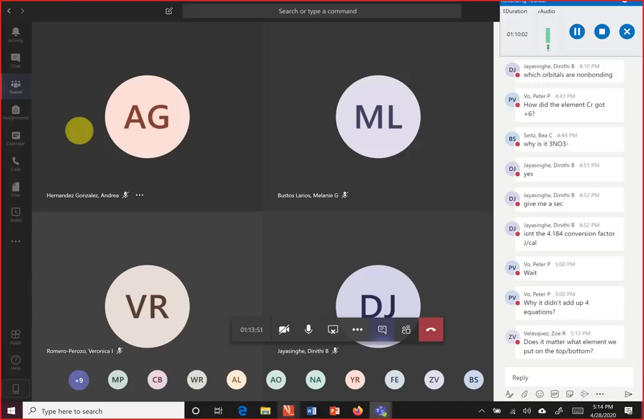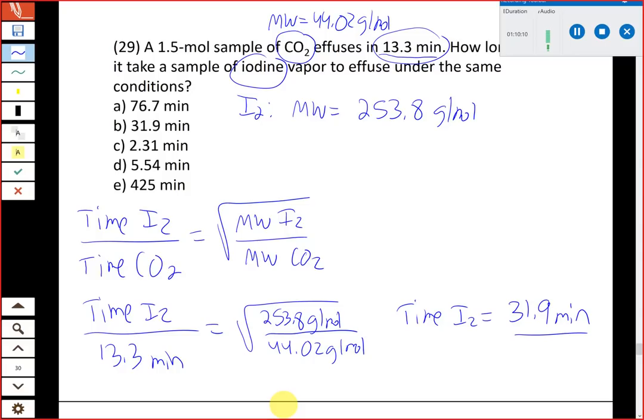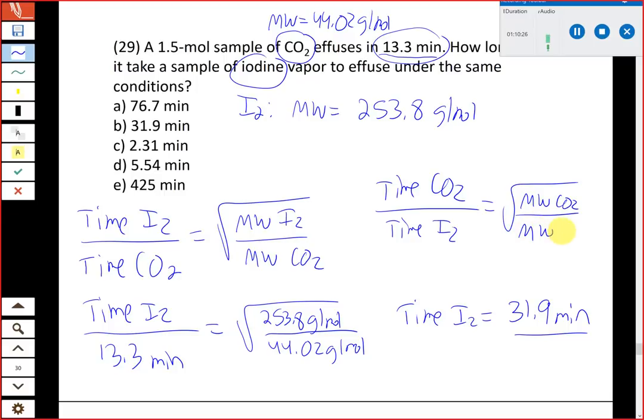All right, so I had a question roll in. The question was, does it matter what element we put in the top or bottom? And the answer to that is no. So we could have just as easily set this up as the time for CO2 divided by time for I2 is equal to the square root of the molar mass for CO2 divided by the molar mass for I2. You'd have to flip both sides of the equation for it to still work.